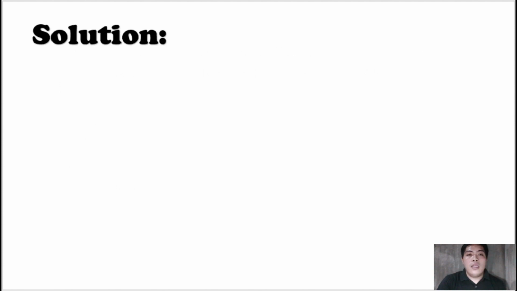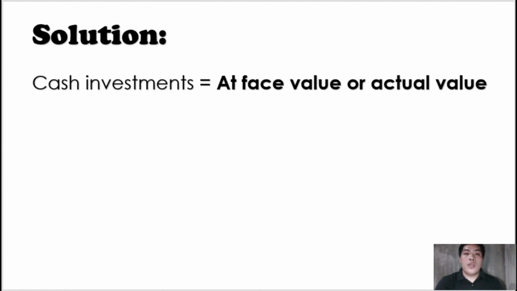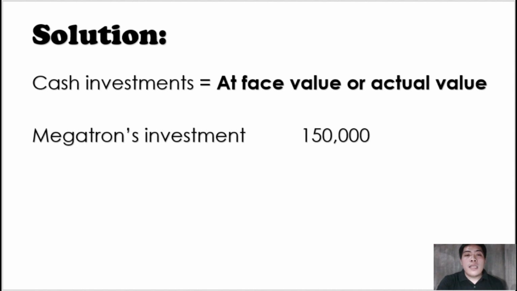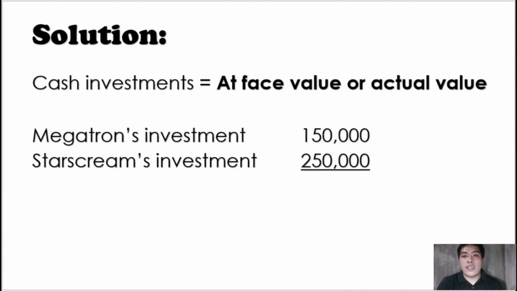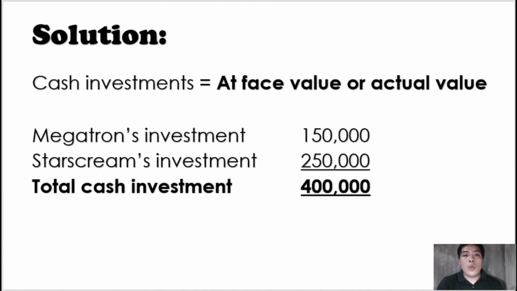Okay. Yung solution natin ganito. Yung cash investment, i-measure natin at face value or actual value. Yan ang tatandaan pag cash investment. Si Megatron, nag-invest ng 150,000. Si Starscream, nag-invest ng 250,000. Yung total cash investment, we have 400,000. So, how are we going to journalize the formation?